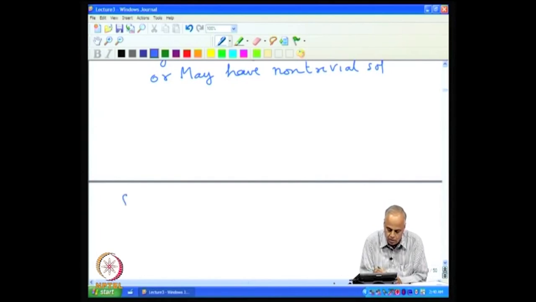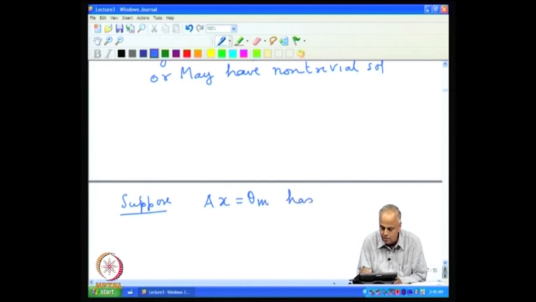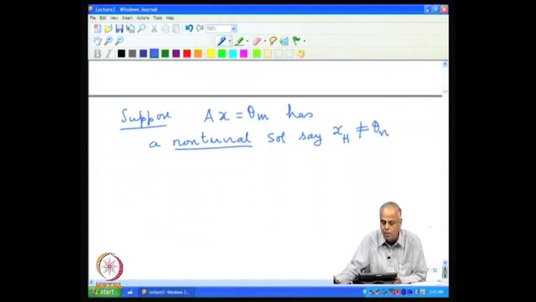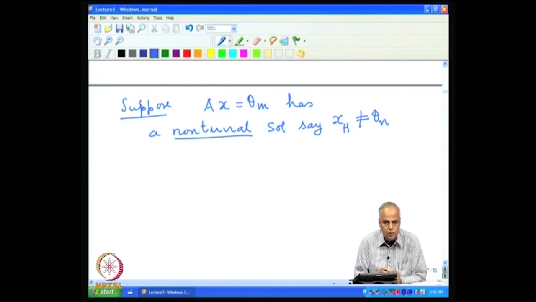Now, suppose the homogeneous system Ax equal to theta m has a non-trivial solution, say x h, and since it is non-trivial, we will call it not equal to theta m. So, suppose I have a matrix A such that the homogeneous system corresponding to this matrix has a non-trivial solution. In that case, for any alpha in F, remember F is either real numbers or complex numbers. If A is a real matrix and you are dealing with everything real, then F is real. If A is a complex matrix and we are dealing with everything complex, then F is complex.